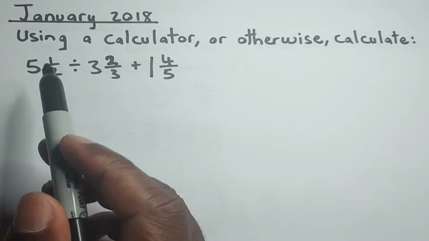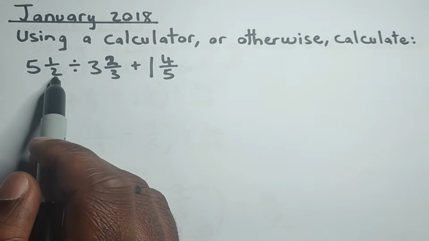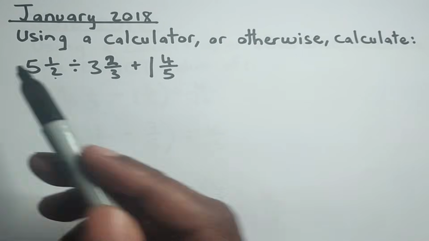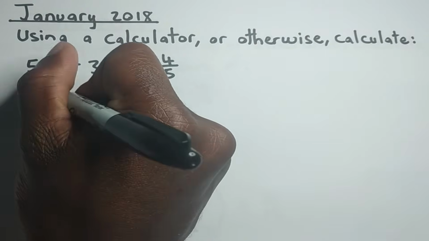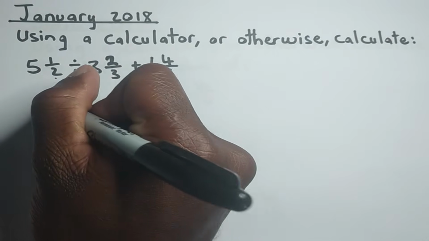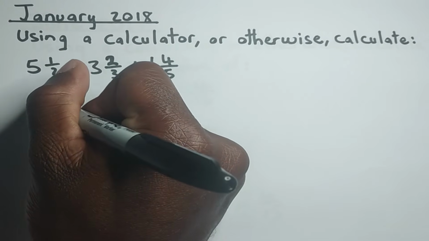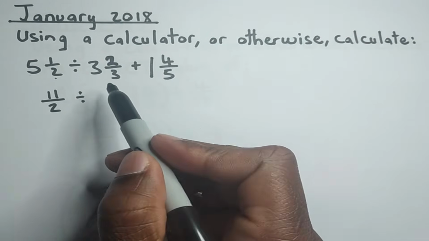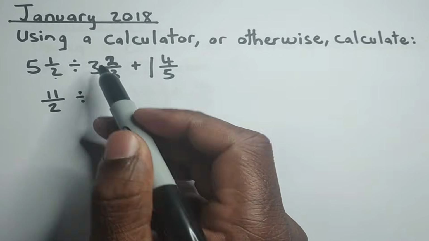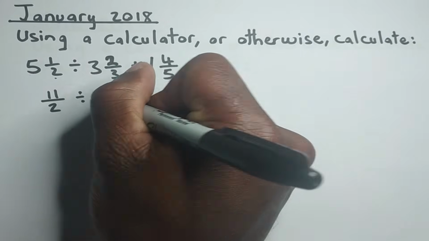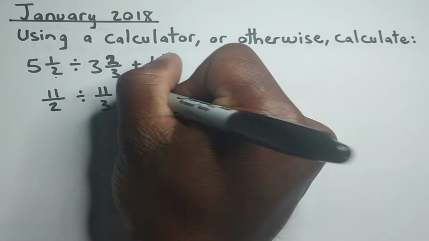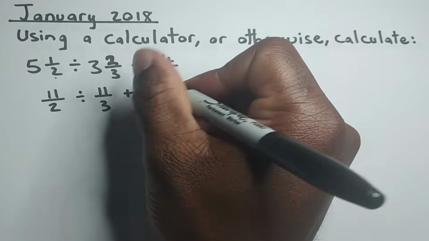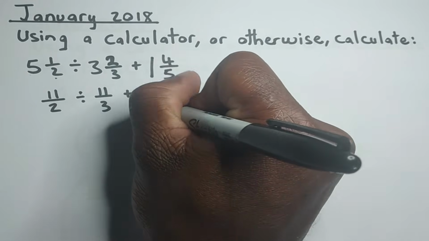And again, we multiply the whole number by the denominator, then add the product to the numerator. So 5 times 2, that's 10, plus 1, that's 11. So 5 and 1 over 2 is the same thing as 11 over 2. Divided by, here we have 3 times 3, that's 9, plus 2. This is also 11 over 3. Plus, here we would have 1 times 5, that's 5, plus 4, that's 9 over 5.